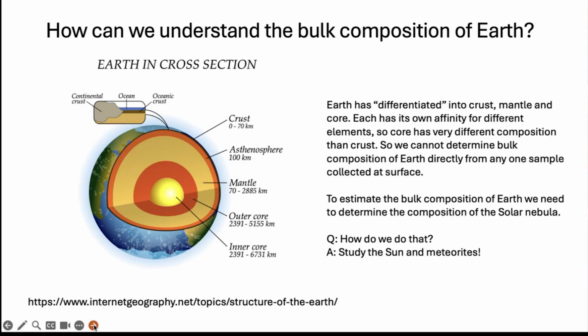So we can't determine the bulk composition of the Earth directly from any sample that we collect at the surface. We certainly can determine the composition of the crust, and that's pretty damn useful. But in order to estimate the bulk composition of the Earth, we need to understand the composition of the solar nebula. And how do we do that? Well, we study the sun and the meteorites. And let's see what the next one is.